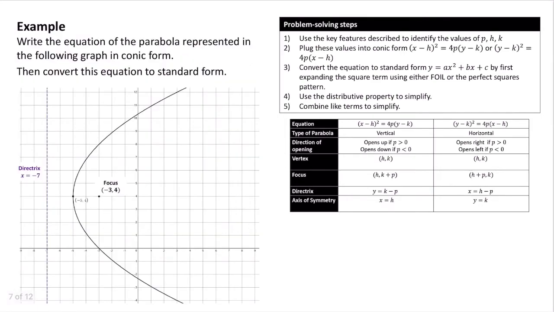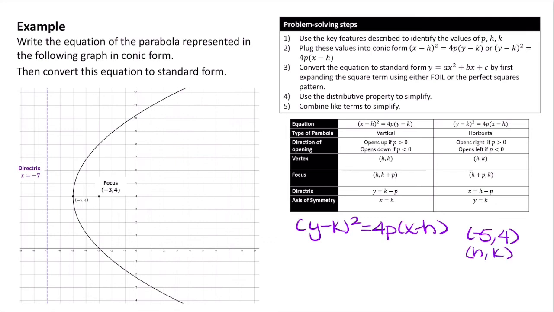Now let's write the equation of the parabola that's represented in this graph in conic form and then convert this equation to standard form. Let's look at this parabola. It opens horizontally. So I'm going to use the form of the equation (y - k)² = 4p(x - h). Let's look at the information that we have. We have the vertex. The vertex is at (-5, 4), and that tells me the values of h and k. Now we need to figure out the value of p. Remember, I can do the distance from the vertex to the directrix, which will give me p, or from the vertex to the focus. Both of these distances are the same.